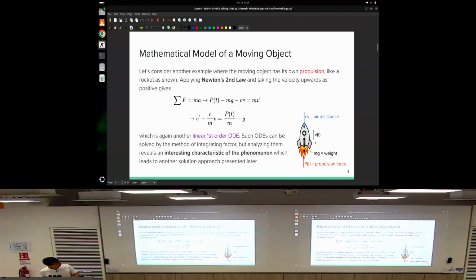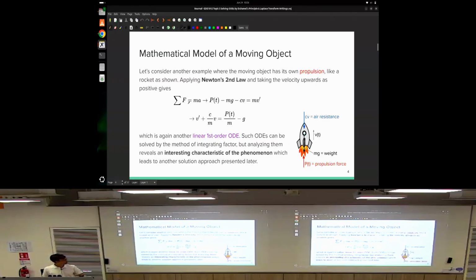Okay, so anyway, let's say this rocket is propelling upwards. Therefore, let's assume the velocity to be positive upwards. Makes a lot of sense there. So what are the forces acting on this free body diagram? mg downwards, cv downwards as well, because the rocket is moving upwards. Propulsion force must be upwards, obviously.